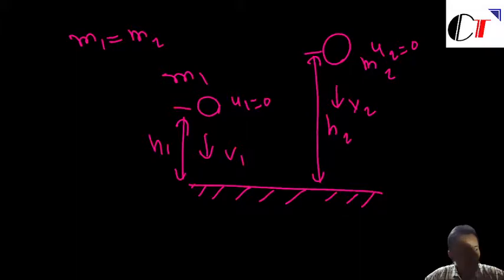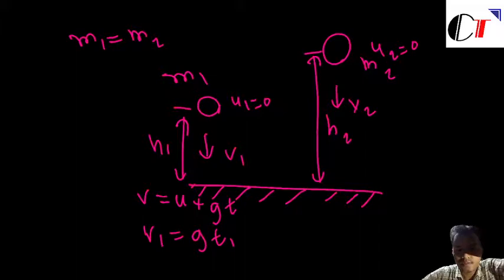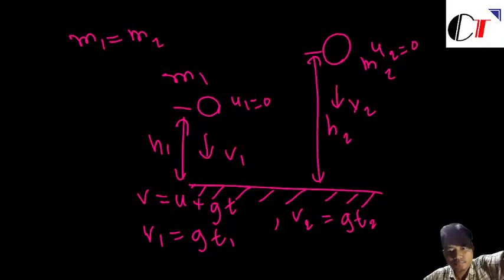And now let's try to apply the equation of free fall to these two objects. The free fall equation is just v equals u plus gt. So for object 1, u1 is just 0, so you will have just v1 equals gt1. And for object 2, you will have just v2 equals gt2.